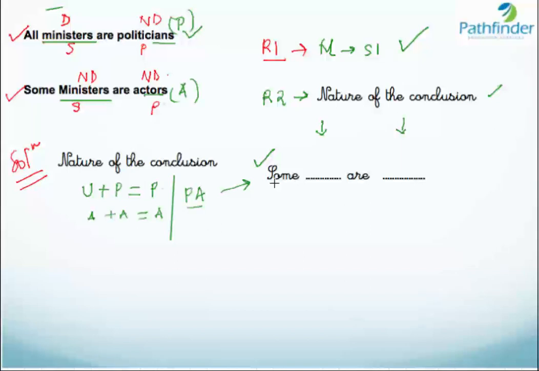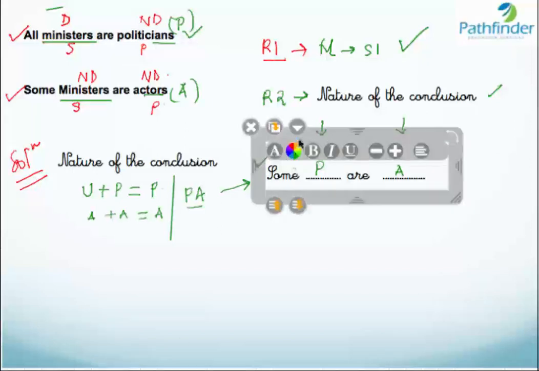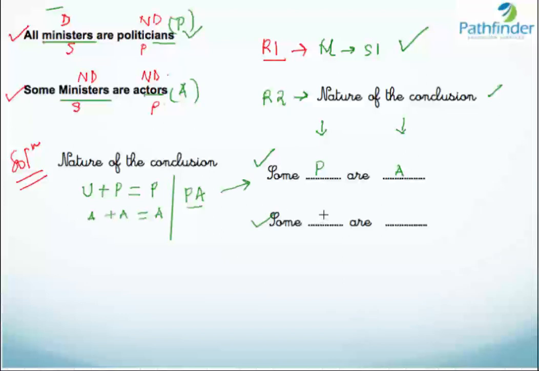So we can have this as some politicians are actors, and see, neither politicians nor actors in a particular affirmative statement will be distributed, because in particular affirmative statements neither the subject nor the property is distributed. And we could also have the conclusion as some actors are politicians. So both these conclusions would be valid conclusions for the given questions.